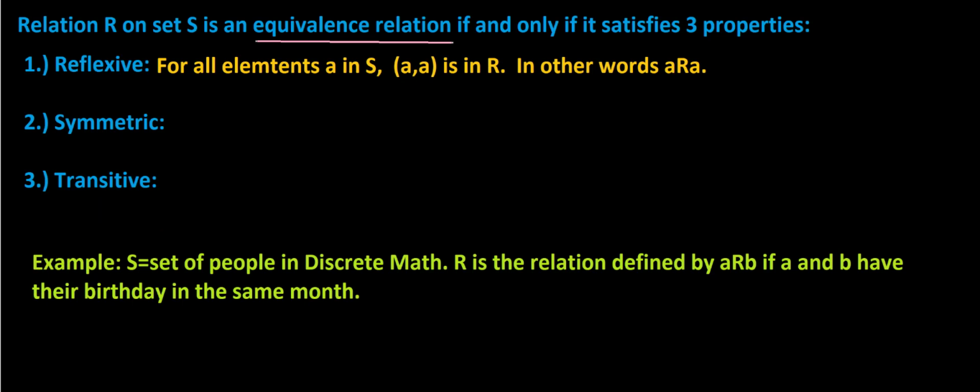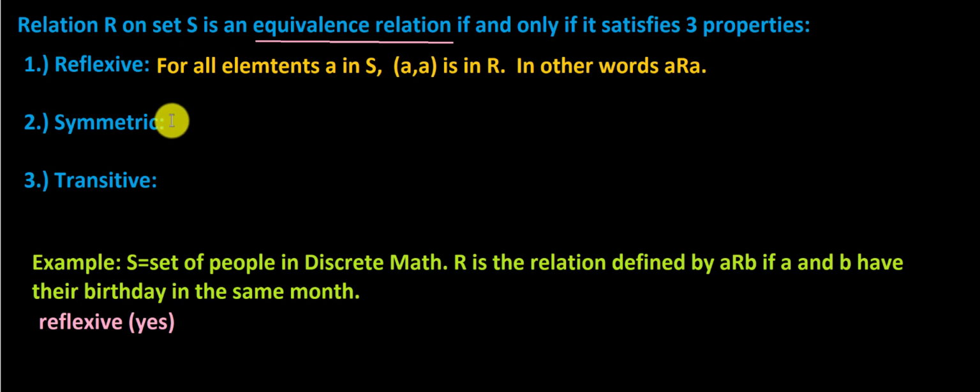Okay, so is it reflexive? Well, do I have the same birthday as myself? The answer is yes. This is reflexive. So for each person, each element in the set, for each person in discrete math, it is true that A relates to A. A relates to itself because a person has their birthday in the same month that they have their birthday. Okay, that was kind of a silly example, but you get the idea. Reflexive.